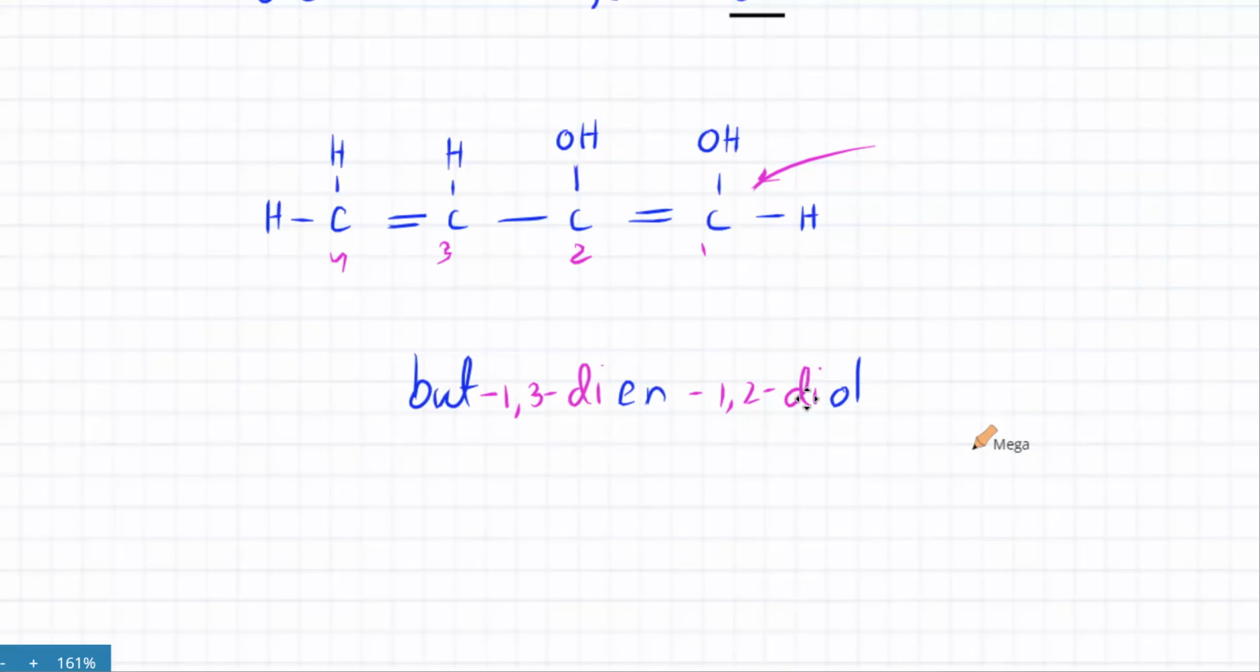Di is for how many OH groups you have, and the number is for the position of those OH groups. Okay? So is this clear, Osma? Tanya, is this clear? Sidra, is this clear? Amna? Yes, sir.